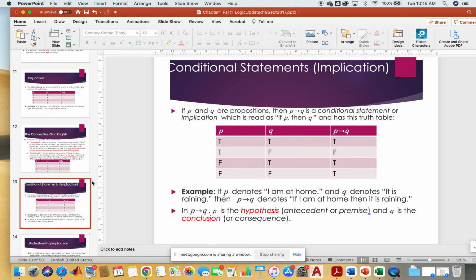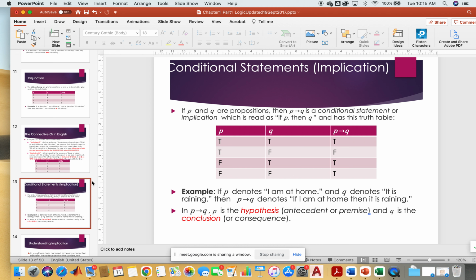There is an example here. If P denotes I am at home, and Q denotes it is raining, then the implication P arrow Q denotes if I am at home, then it is raining. This is for the understanding of the implication.